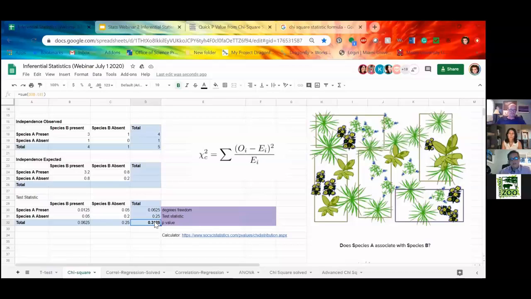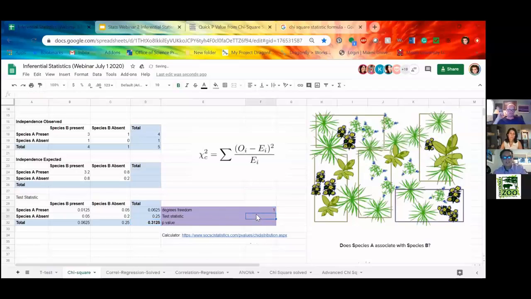So now we have two options. We can run it in here, which is pretty easy. If you feel more comfortable running it in a calculator, I actually gave you a calculator here. But to do either one, we need to know the degrees of freedom. And like I said, the degrees of freedom is just the number of categories minus 1. Now, because we're in this 2x2 table, we don't have 4 categories. We really still only have 2. We have species A and species B. So our degrees of freedom is still just going to be 1.